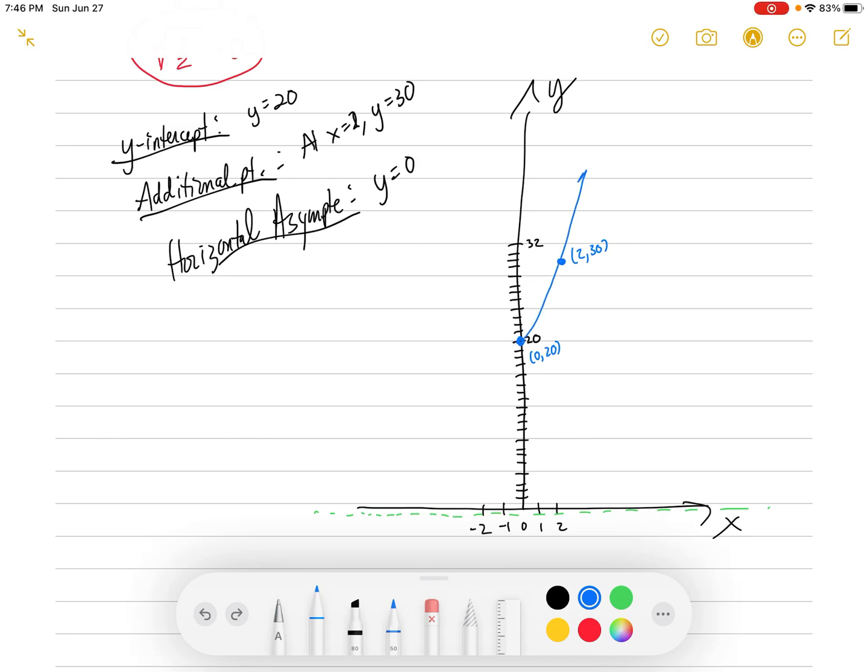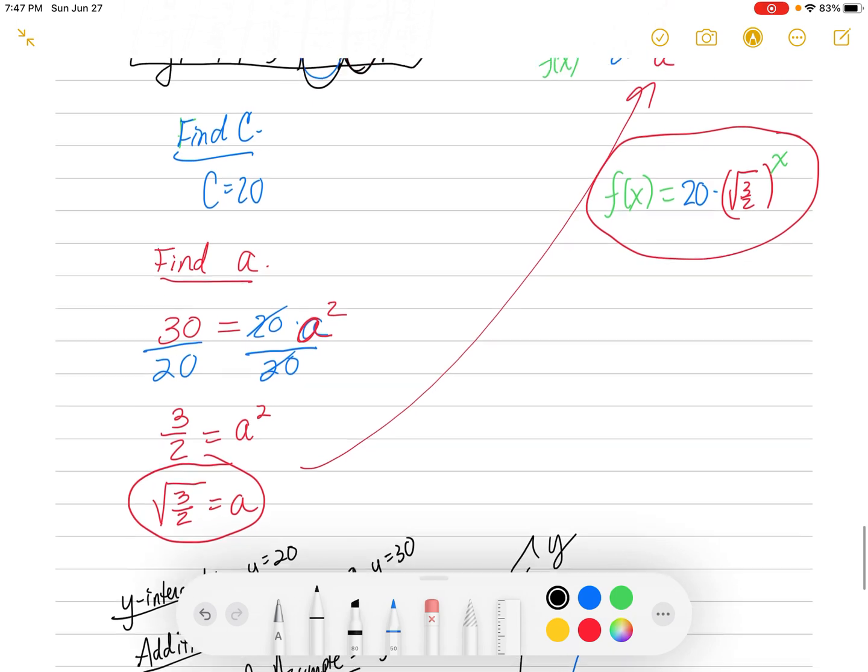We have 2, 30. So as we move to the right, we're going to be increasing, and as we move to the left, we're going to be decreasing towards the horizontal asymptote. Something like that.